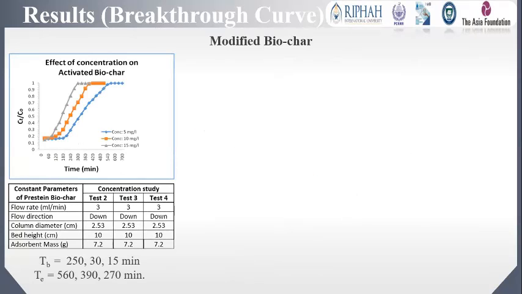Now I'm moving toward my breakthrough curve. This is the breakthrough curve of variable concentration. You can see in this graph, I have kept all the parameters constant and changed only concentration: 5, 10, and 15 milligram per liter. Blue color shows 5 milligram per liter, orange shows 10, and gray shows 15. In this graph, I have found the breakthrough time and exhaust time, shown below in the table. The blue curve with a concentration of 5 milligram per liter shows a breakthrough time of 250 and exhaust time of 560 minutes. The orange curve with 10 milligram per liter shows breakthrough time 30 minutes and exhaust time 390. The gray curve with 15 milligram per liter shows breakthrough time 15 minutes and exhaust time 270 minutes.